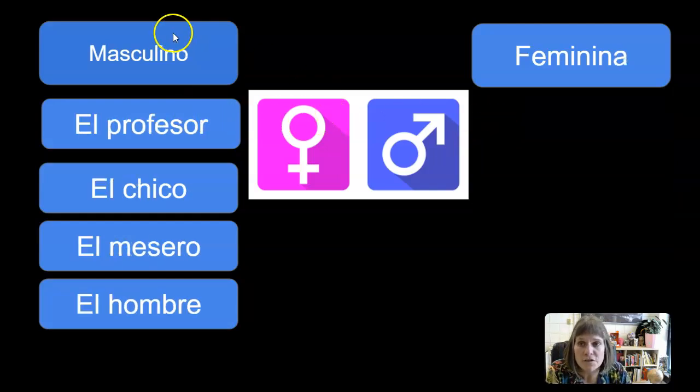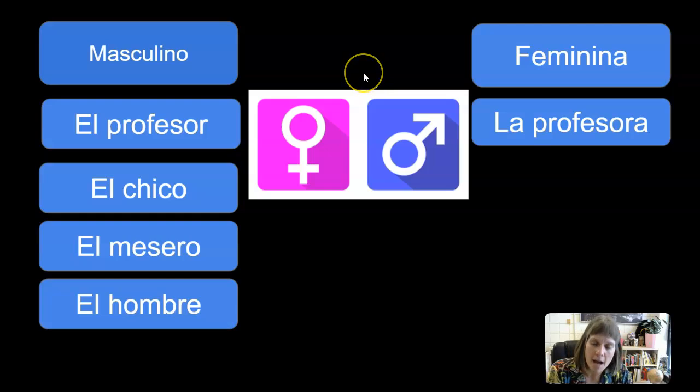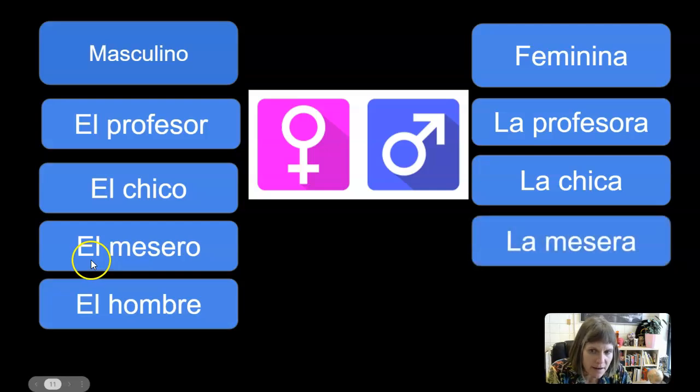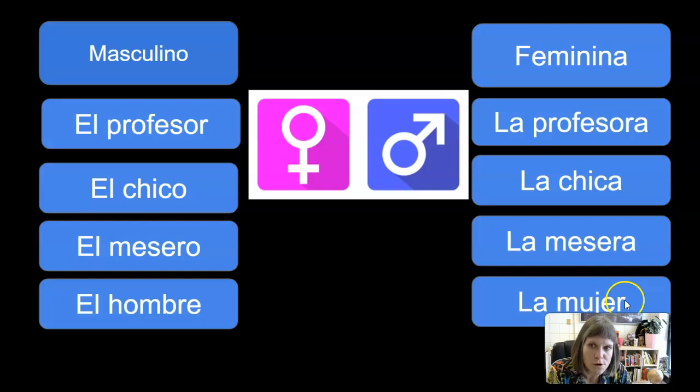So does Spanish. The masculino, el profesor. The femenina of el profesor would be la profesora. The femenina of el chico, la chica. The femenina of el mesero, la mesera. El hombre, which is man, la mujer, woman. El mesero would be waiter. La mesera is waitress.